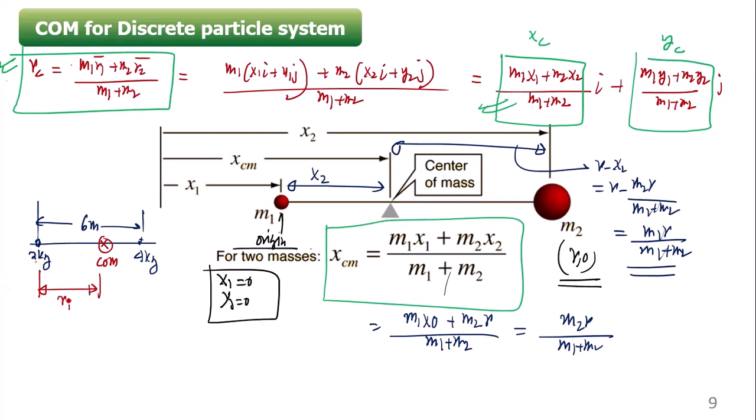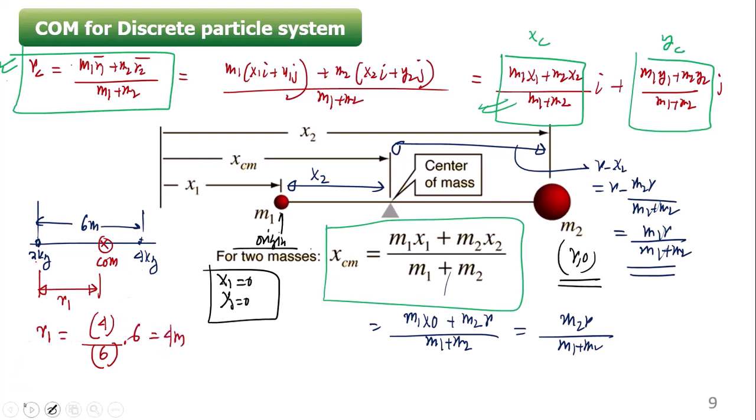If I say this is R1, the formula for R1 is as follows. Since R1 is measured from the 2 kg, in the numerator put the 4 kg, and in the denominator put the total mass, 6 kg. So take the ratio 4 by 6 and multiply by the distance between them, 6 meter. So the answer is 4 meter.